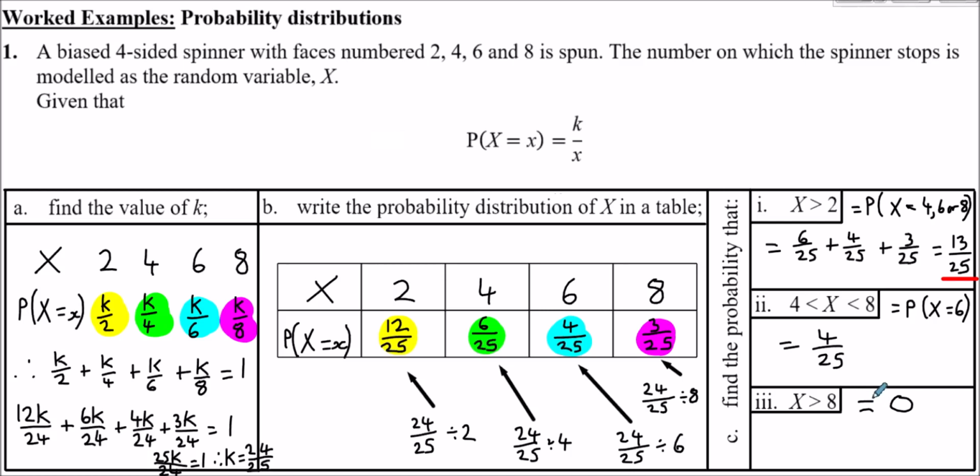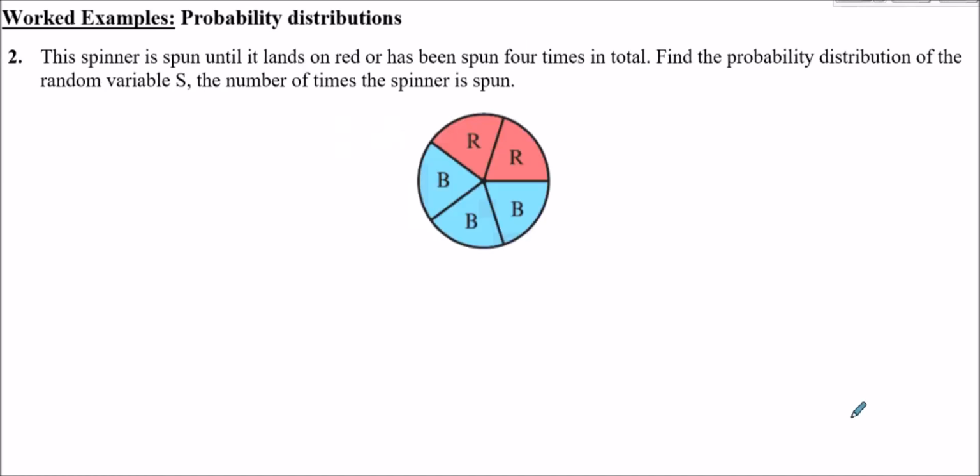Let's have a look at a second worked example involving a spinner, this time again. So this particular spinner is spun until it lands on red or has been spun 4 times in total. It says now to find the probability distribution of the random variable s, where s is the number of times this spinner is spun. So just by reading this, we're told that it could be spun up to 4 times in total. It can't spin any more than 4 times.